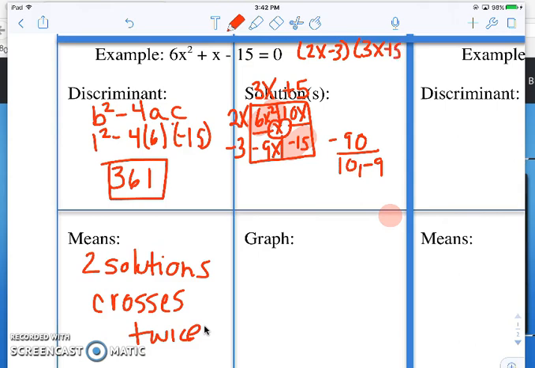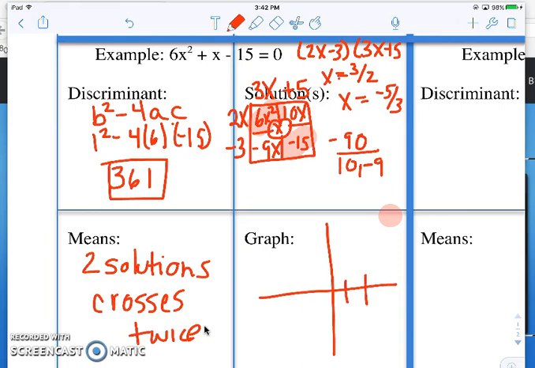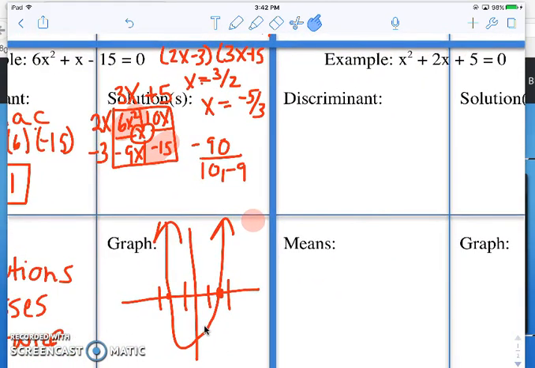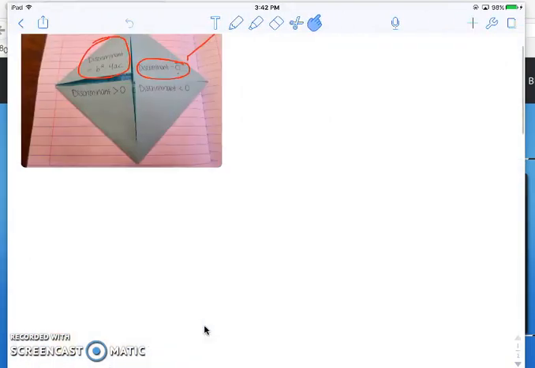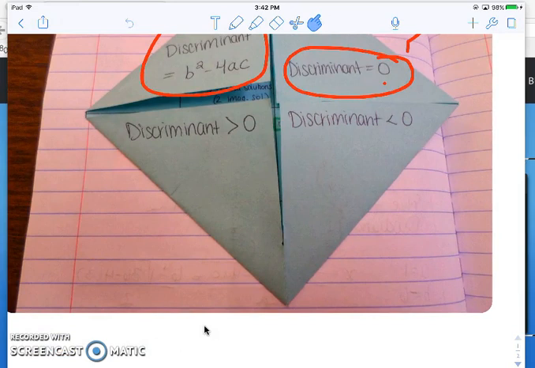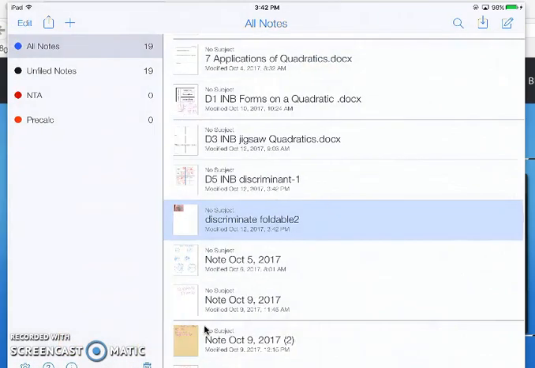So we know we have to set each of these to 0. So this first one, let's see, we would add 3 and divide by 2. The second one, we'd subtract 5 and divide by 3. So that's where it's crossing the x-axis. So we have it crossing at 1.5. And let's see, that would be negative 1.66 repeating. So it looks like that. And, you know, so we know it looks something like that, but we know it crosses twice. So we can go back to that one. And this is where our discriminant was bigger than 0. So you can fold that over and put that it's greater than 0.